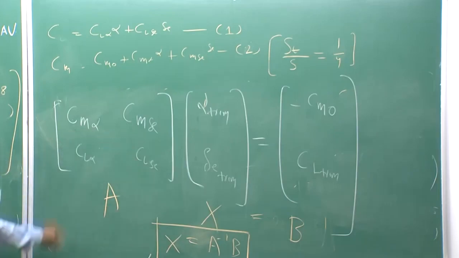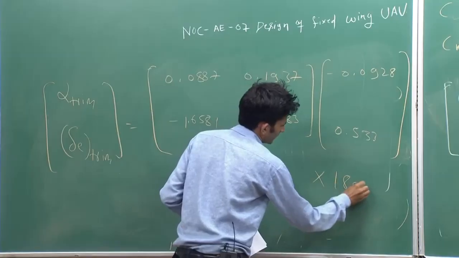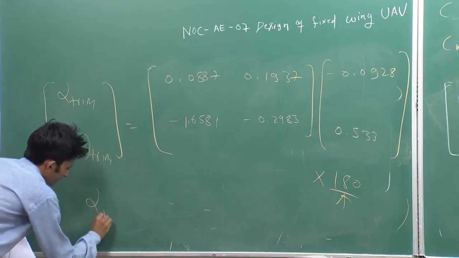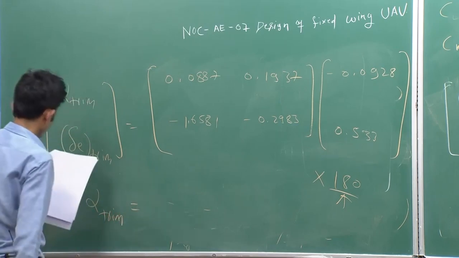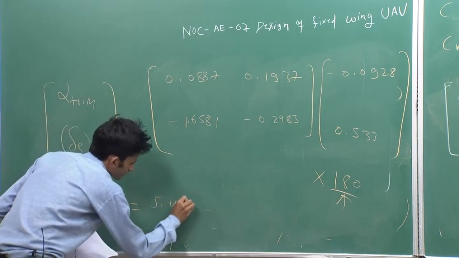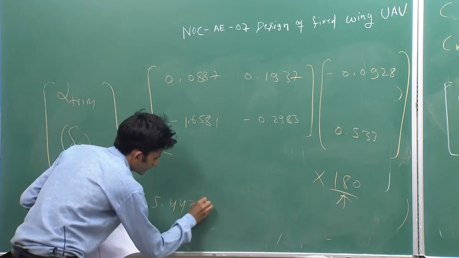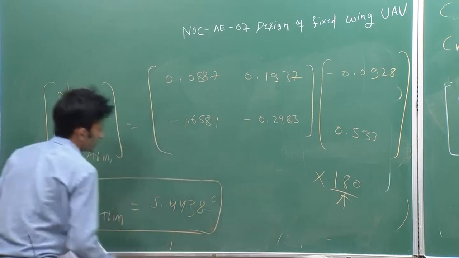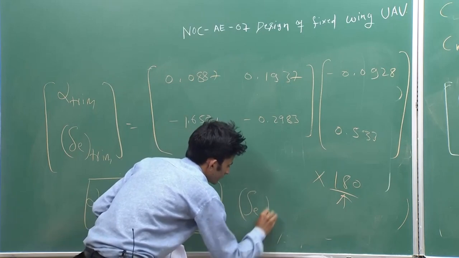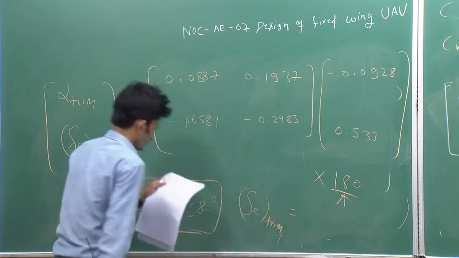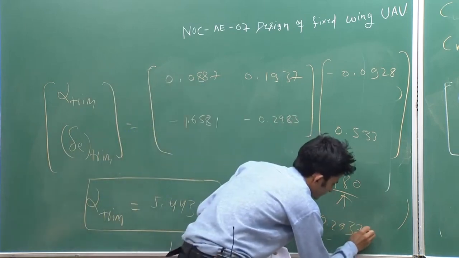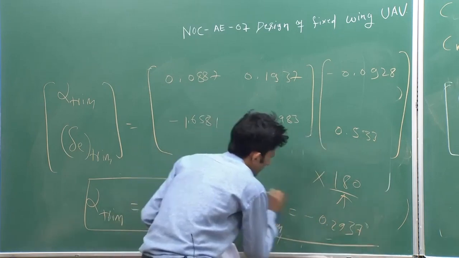See, we are calculating this in radians, because Cm alpha, Cm delta E, Cl alpha, Cl delta E are per radian, and we want the answer in degrees. So you multiply by 180 by pi. What you will get: alpha trim, the angle of attack, is 5.4438 degrees, and this is your answer to the 9th question. Delta E trim will be minus 0.2937 degrees. This is your delta E trim.